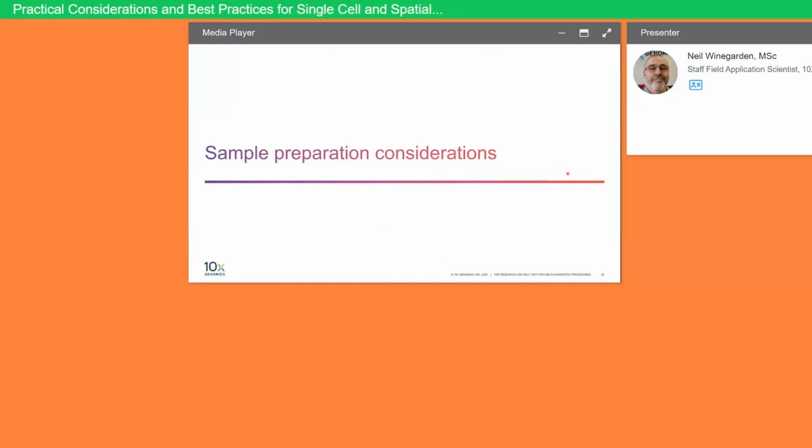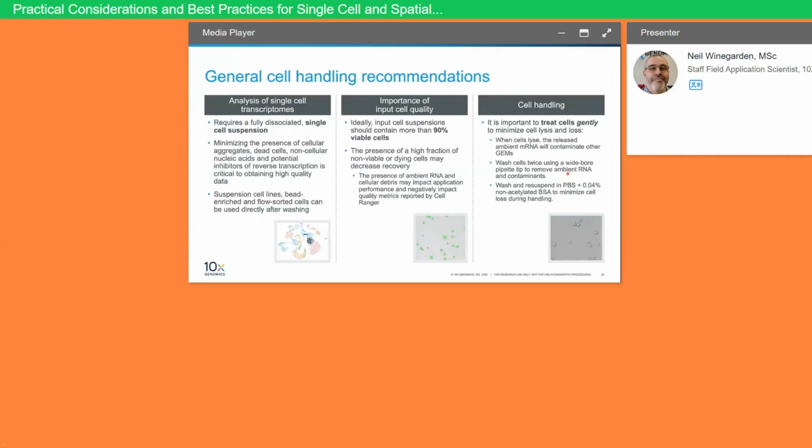Now that I've talked about some of the experimental design considerations, I'd like to talk about considerations for sample preparation. In order to ensure the success of a single cell or spatial transcriptomics experiment, the quality of the sample must be optimized. A good quality sample is critical to overall performance. When working with single cells, it's critical that the tissue be fully dissociated into a single cell suspension. This not only ensures that the microfluidics in the system will not become clogged, but it also ensures that each partition will have a chance to capture a single cell rather than a clump or aggregate of more than one cell. Cell viability is also paramount.